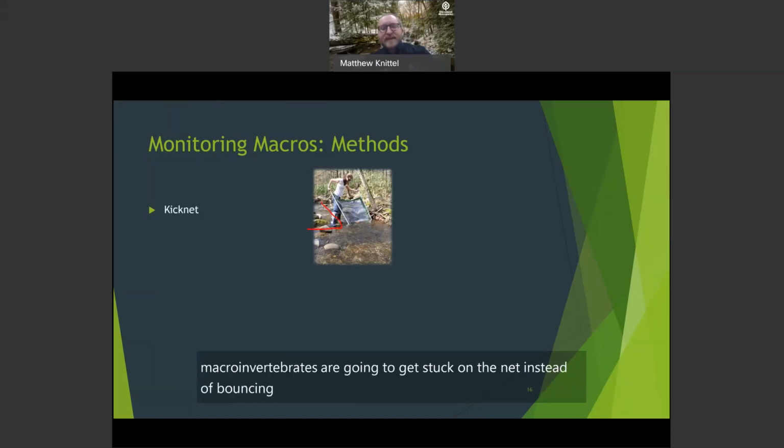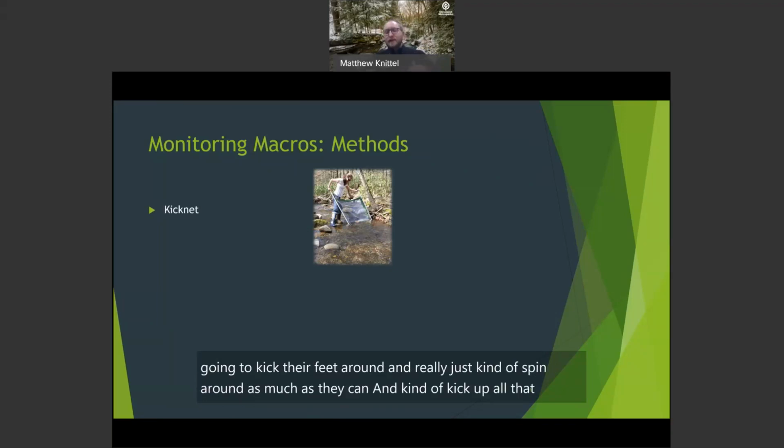And you'll have someone standing in front of that net, and they're going to do the stream shuffle. They're really just going to kick their feet around and spin around as much as they can and kick up all that sediment and rocks, because that's where those macroinvertebrates are living. They're underneath those rocks and sediment, because if you're a tiny little invertebrate, there's fish, frogs, bigger invertebrates coming to eat you. So you really want to try to hide. So they're typically in that sediment and under those rocks.